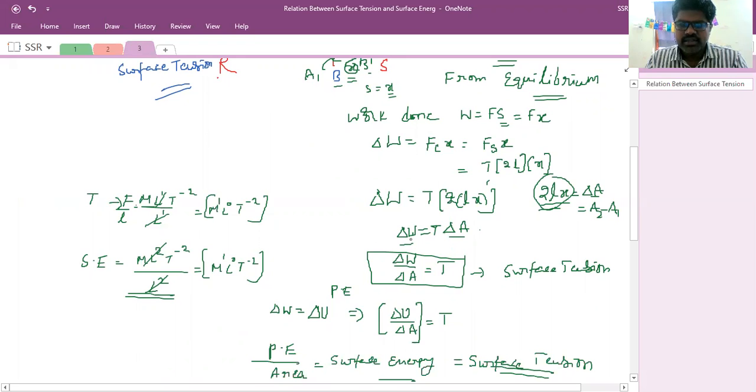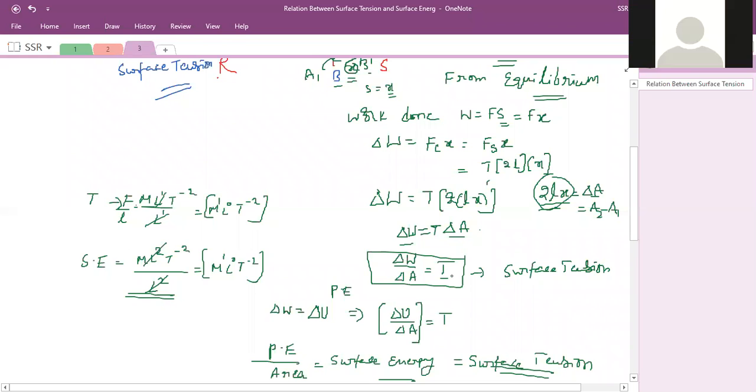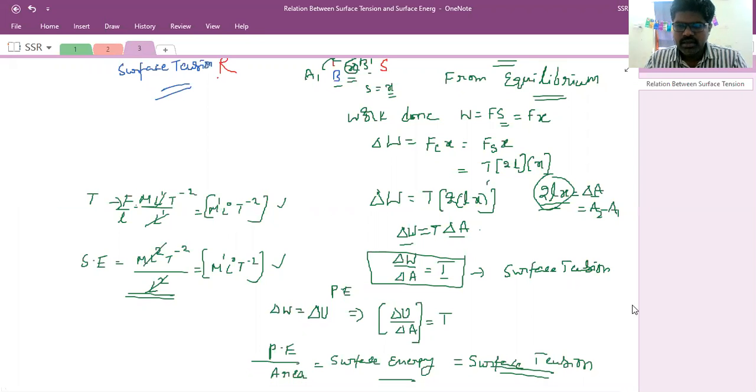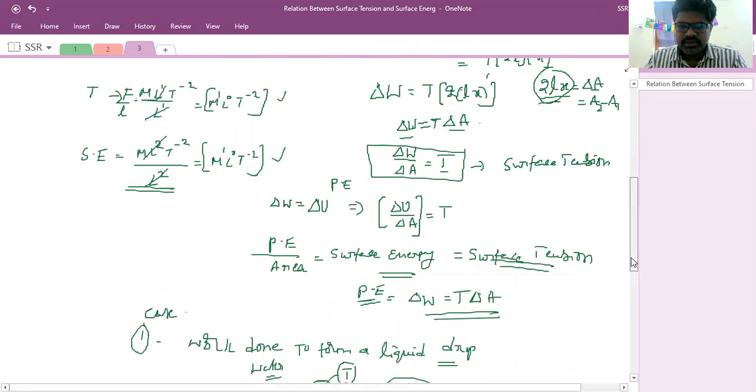But in this equation, delta W by delta A is equal to T. So here surface energy is equal to surface tension. That we understood. And dimensionally also we checked they are the same. Surface tension and surface energy dimensions are the same: M L0 T minus 2, M L0 T minus 2. So after this we understood.